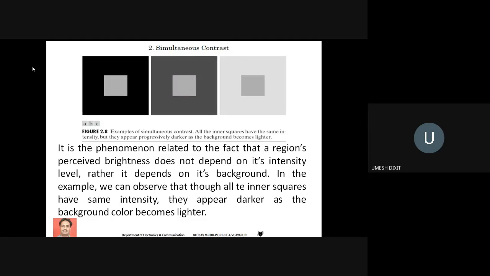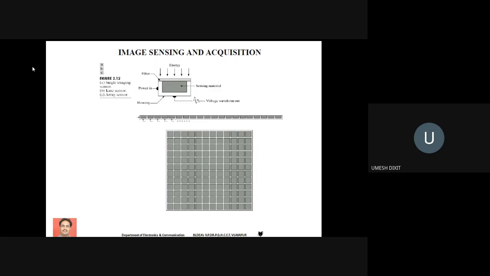Okay, dear students, this completes the first part of module 1. And we have the second part, or second unit, we can say. It is related with image sensing and acquisition. So in today's class, we are going to start with the second part of module 1, that is image sensing and acquisition. Image sensing deals with formation of the image, and acquisition means capturing the image.